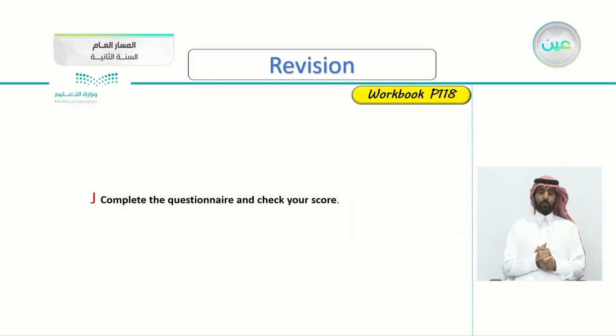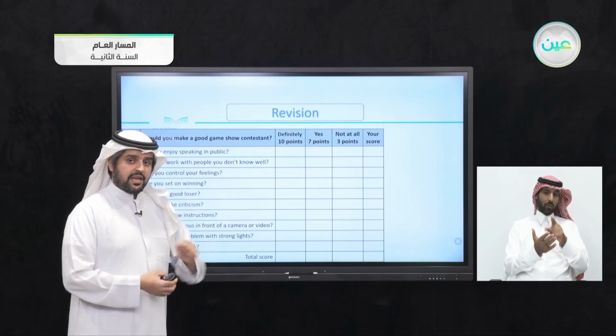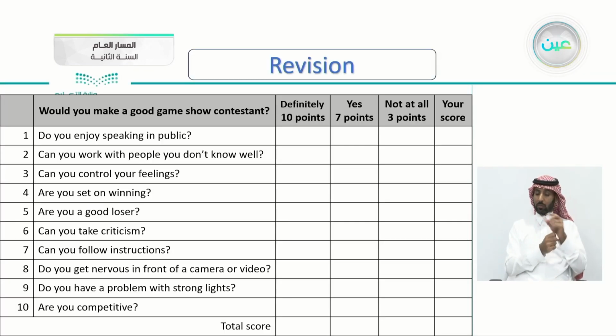So complete the questionnaire and check your score. This is a questionnaire: would you make a good game show contestant? We have points here. Definitely, 10 points. Yes, 7 points. Not at all, 3 points. A questionnaire means you have a list of questions that you have to answer and give yourself a score.